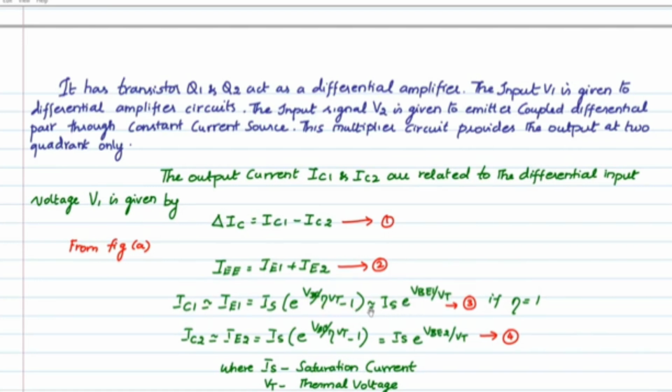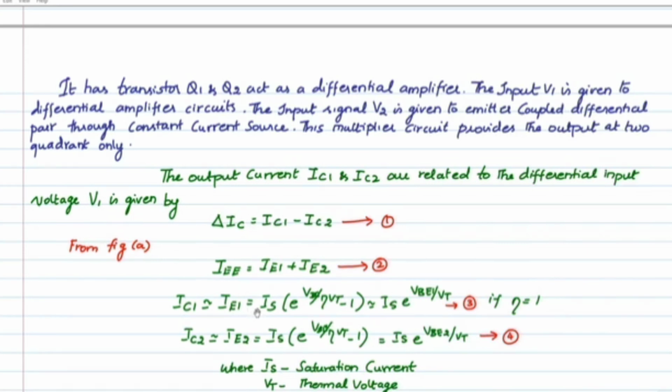So here I have used two identical transistors Q1 and Q2, that is, the beta value is the same, and their emitters are connected together. The inputs are applied to the base and the output is taken at the collector terminal. Therefore the output currents IC1 and IC2 are related to the differential input voltage V1, which is given by del IC, that is equal to IC1 minus IC2.